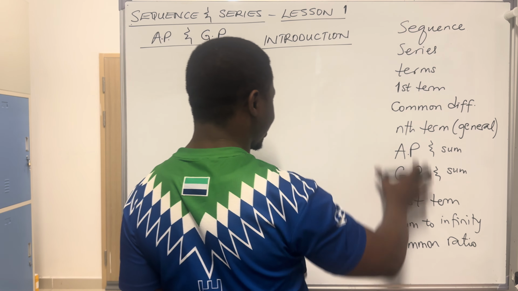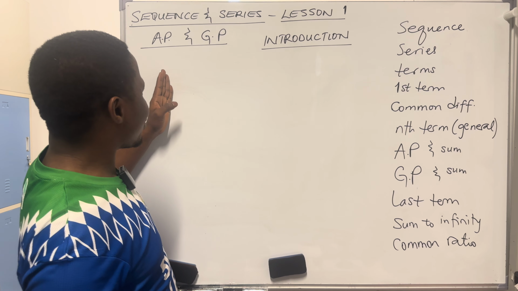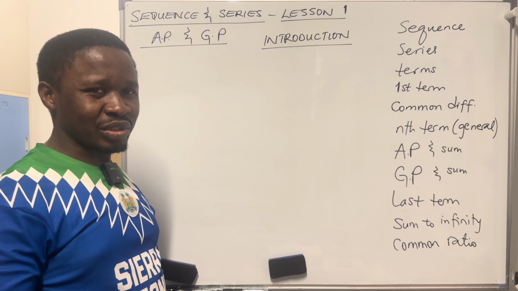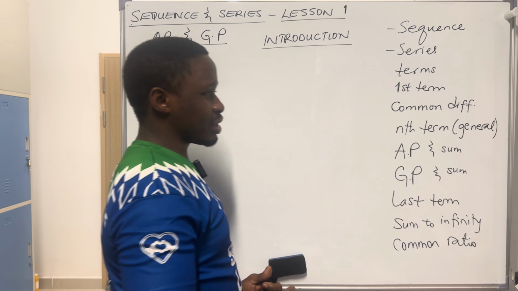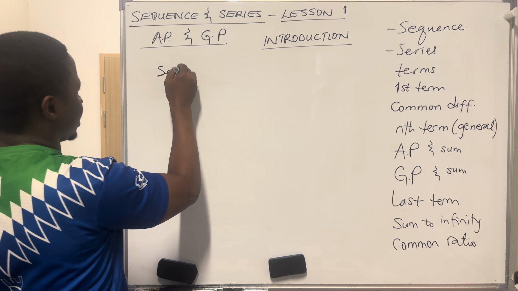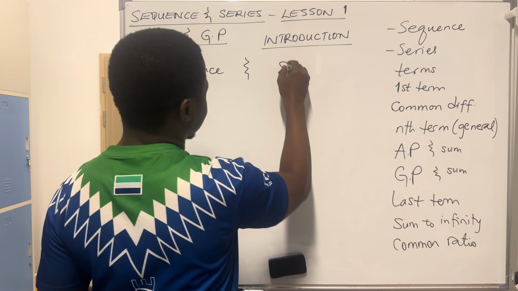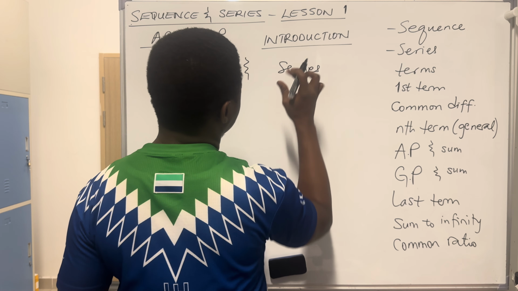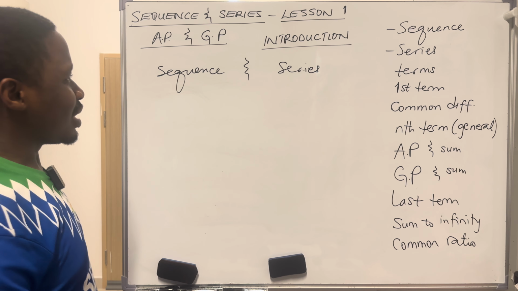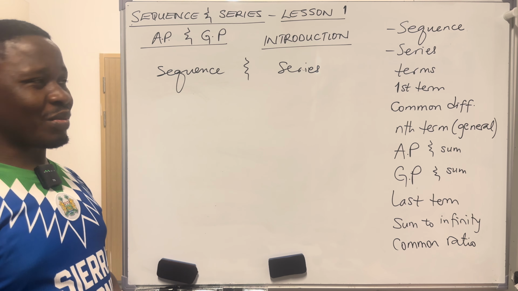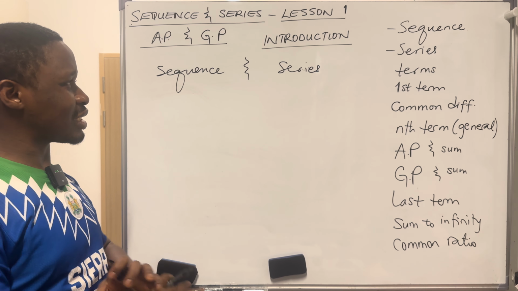These are the terminologies that are commonly used in sequence and series, arithmetic progression, geometric progression. Let us try to understand them. Well, these two are the primary words: sequence and series. Now, when we talk about sequence, it's just an ordered list of numbers. That is just a simple way.